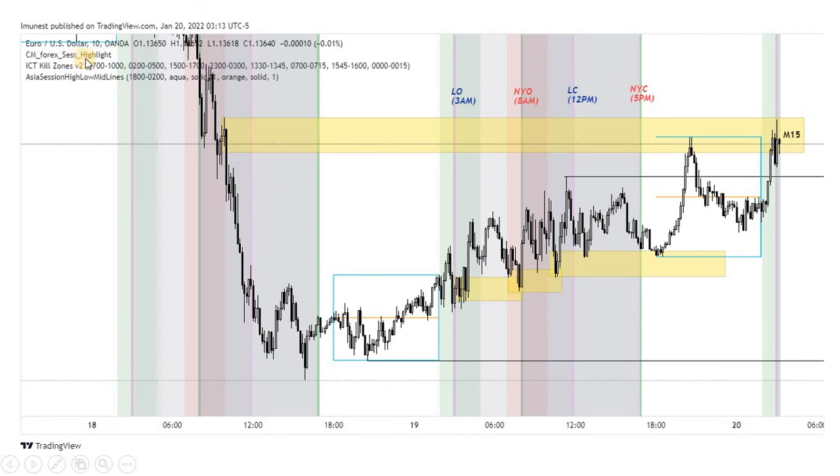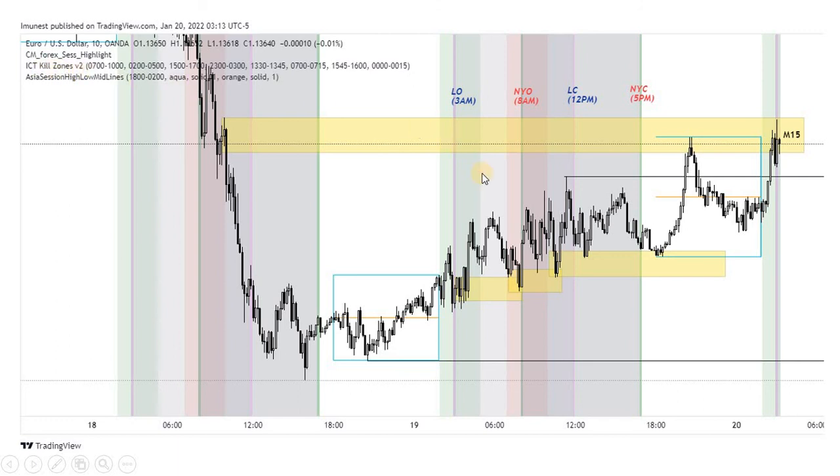Now this CM Forex session highlight is responsible for telling us the sessions. For example, we have this London session, from this London open to this London close. This is a London session. Okay, and from this point, this is New York open to New York close. This is a New York session. Okay, the time is also indicated based on New York time.